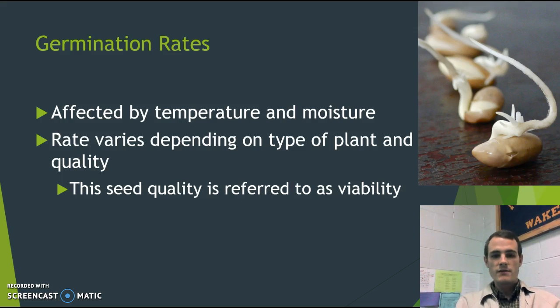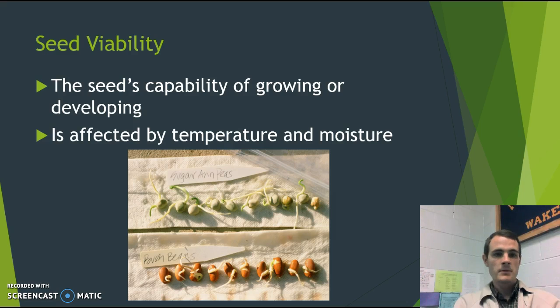So the rate varies depending on type of plant and quality as well. This seed quality is referred to as the viability. So seed quality is the seed viability. If it's quality seed, then it has a good viability. So seed viability is the seed's capability of growing or developing. It is affected by temperature and moisture. It's basically the quality of that seed.